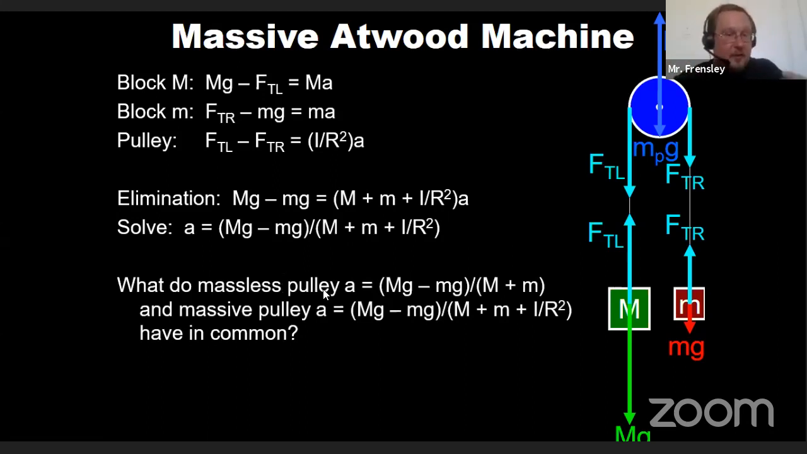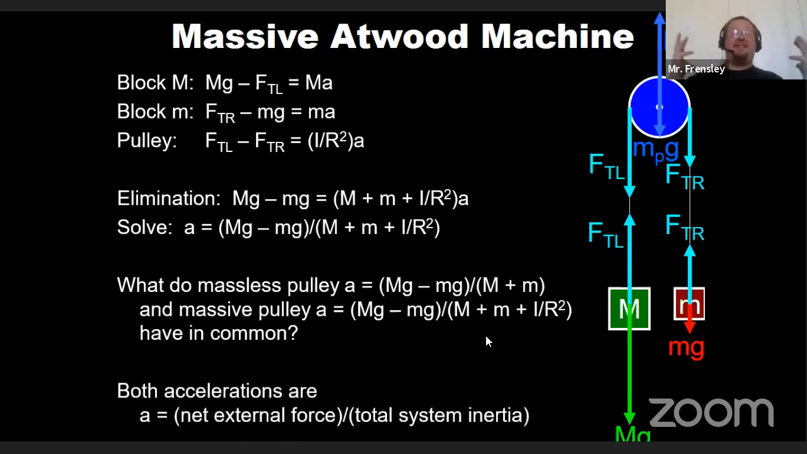So what do the massless pulley and the massive pulley have in common? They have the same net force, big mg minus little mg, and they are divided by their total amounts of inertia. For a massless pulley, the only inertia just comes from the blocks. But for a massive pulley, the forces are the same, but we have additional inertia from the pulley. And please note, I over r squared is a number of kilograms. I over r squared is the number of kilograms of inertia that the pulley adds to reduce the acceleration.